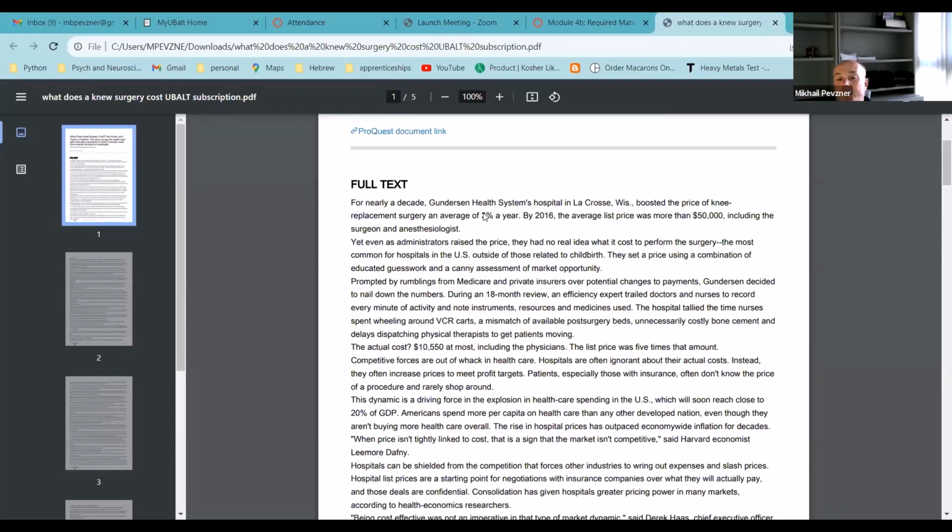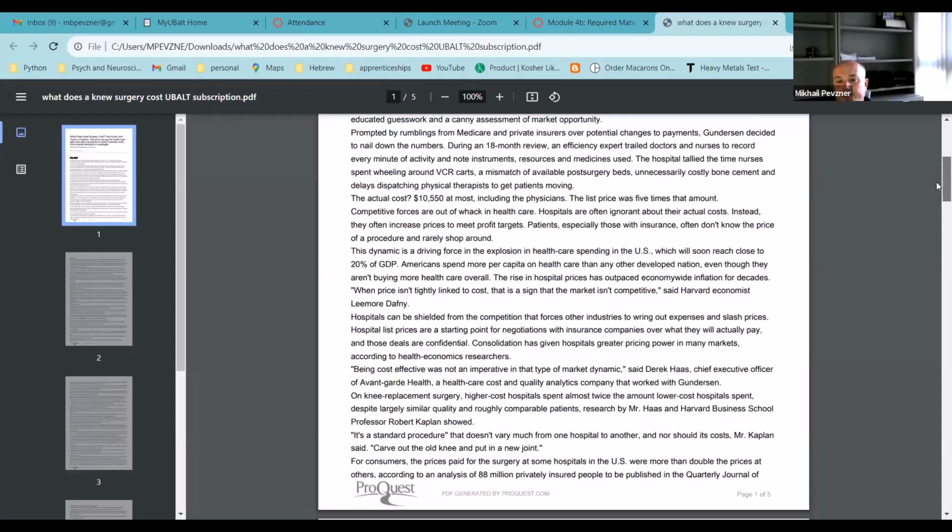So you can read the rest of the article. Let's see if there's anything else in here. Now, in this particular case, I think the punchline is here. Hospitals can be shielded from competition that forces other industries to rein in expenses and slash prices, right? If you're a monopolist, if you're the only hospital in that town, then I bet it's probably made up mainly of a lot of retirees because it's rural, right? Who lives in a rural area? A lot of people are older.